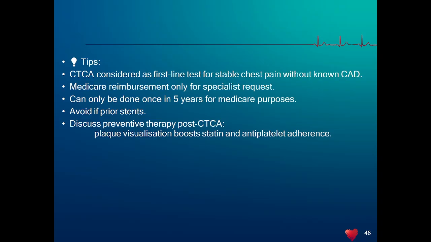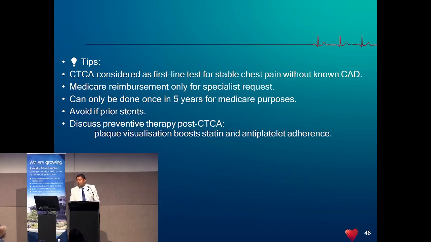So these are just basic tips. I think I've covered all of these in the talk, but an important one is that it can only be done every 5 years, even if requested by a specialist. And Medicare reimbursement is currently only with specialist referral. The general cost for CTs is anywhere between $800 to $1,000, with about $500 to $550 of rebate from Medicare.